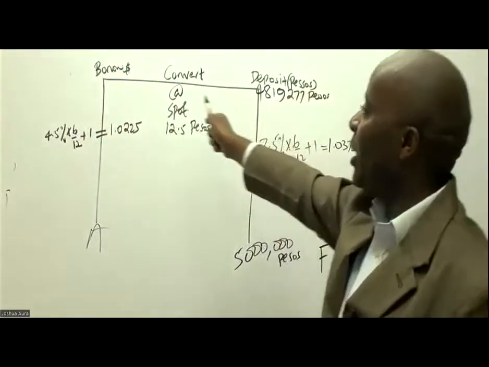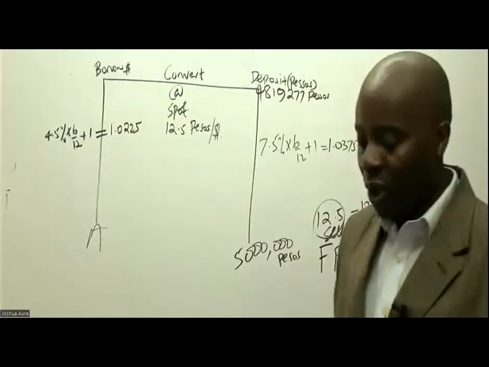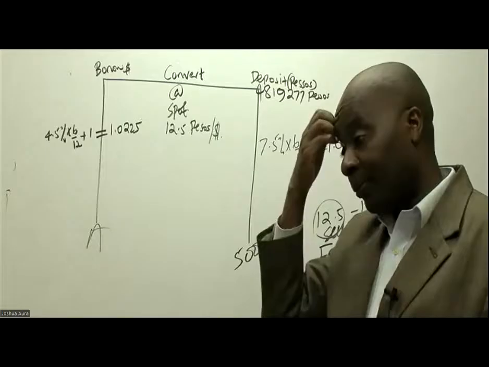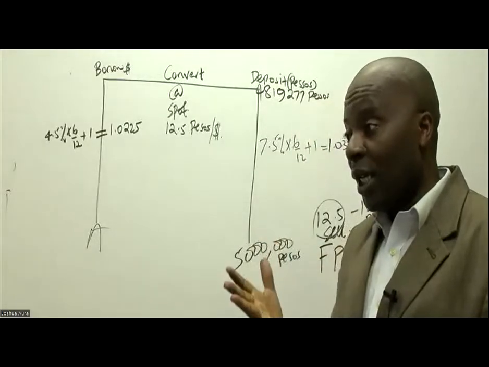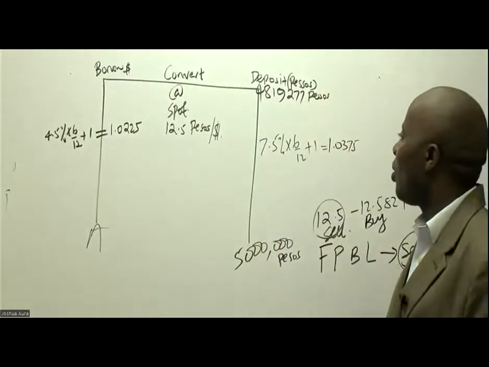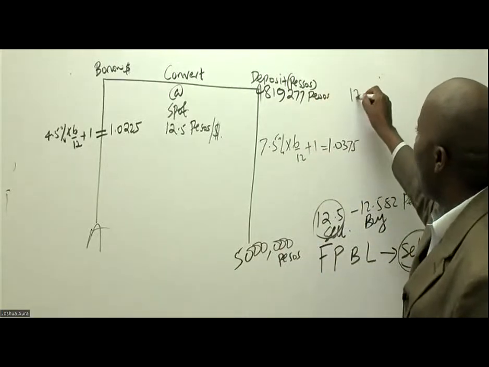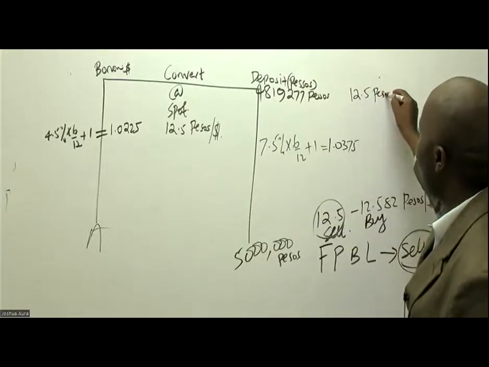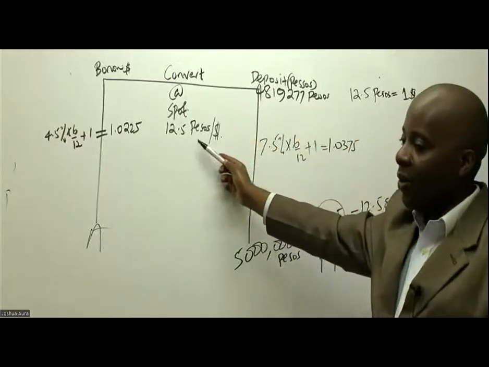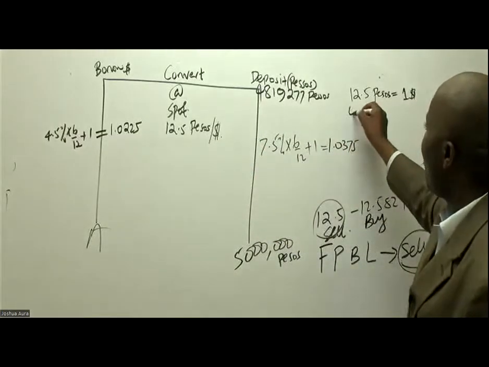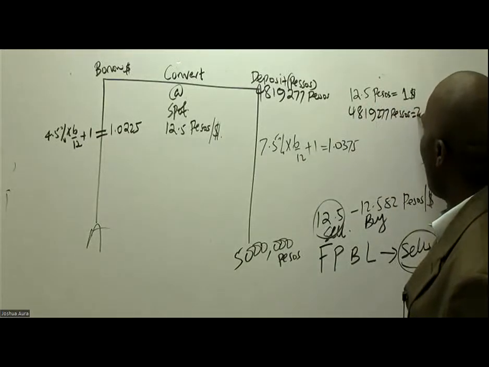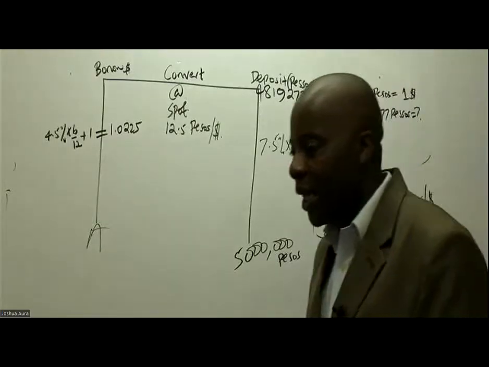And then here, of course, you exchange. Could you kindly exchange and tell me the dollars to write there? When you're exchanging, I would recommend that you go the mother tongue way. We know that 12.5 pesos equals $1. This is the exchange rate given. So how about 4,819,277 pesos?